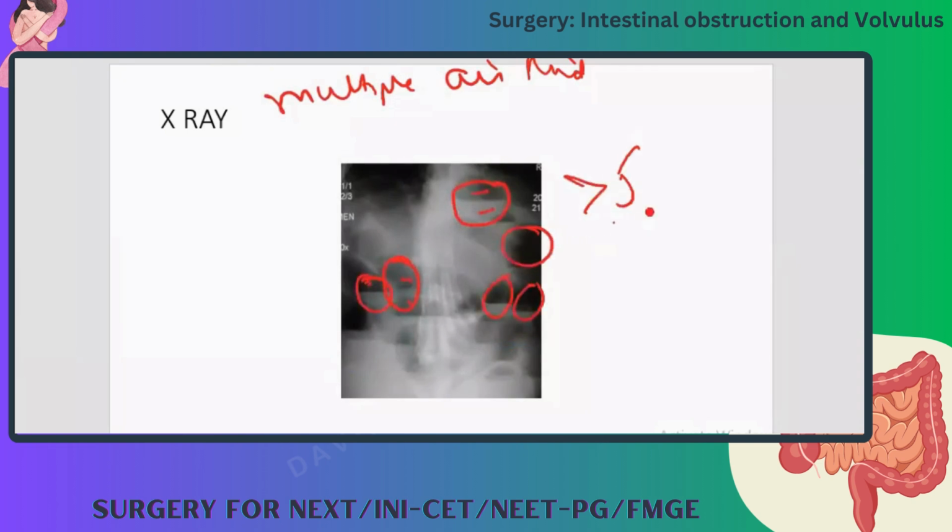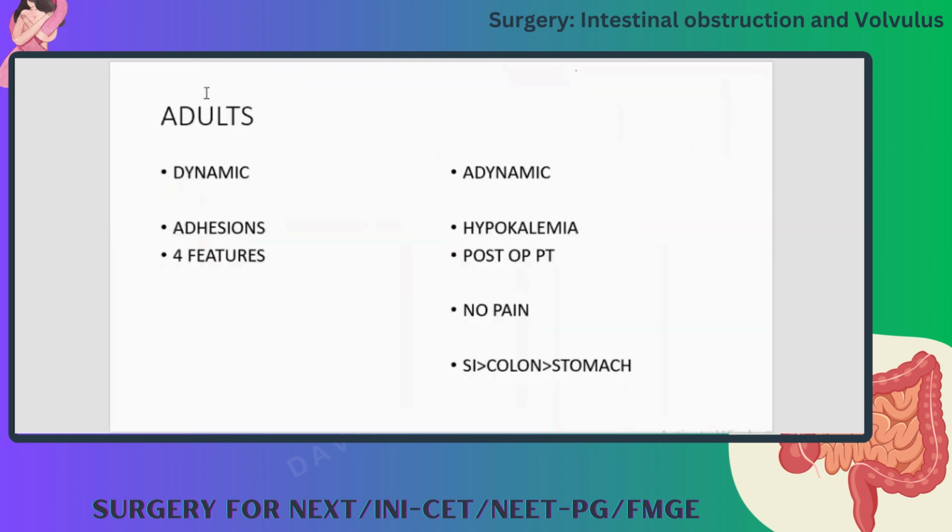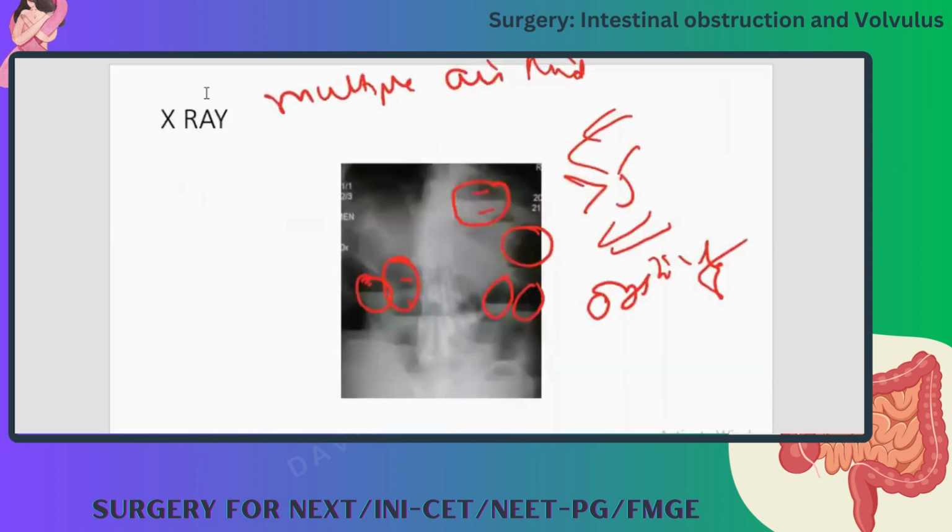If there are more than 5, then it is suggestive of intestinal obstruction. Just remember this: multiple air fluid levels. If there are more than 5, it is a step ladder pattern. There is a step ladder pattern also. Okay. So what is this X-ray of?